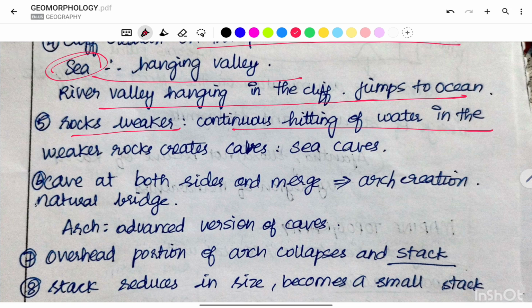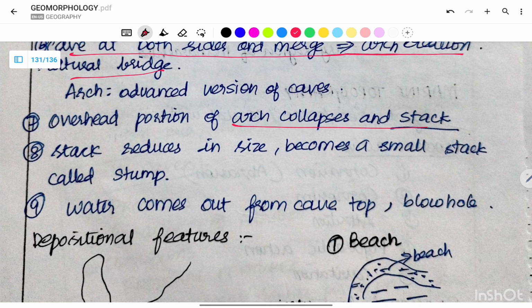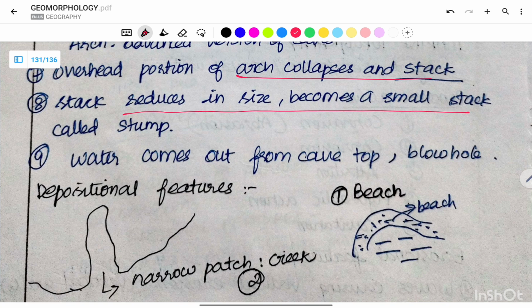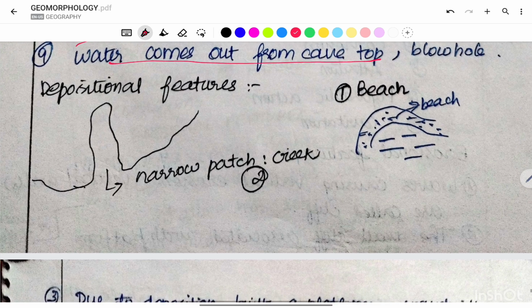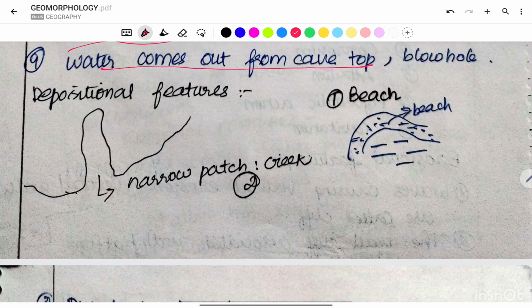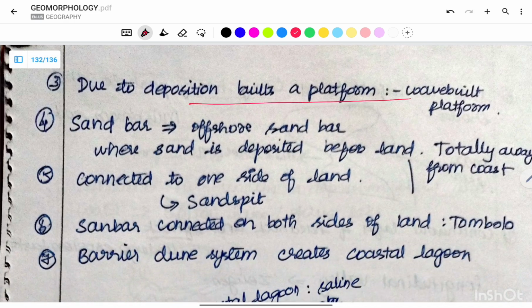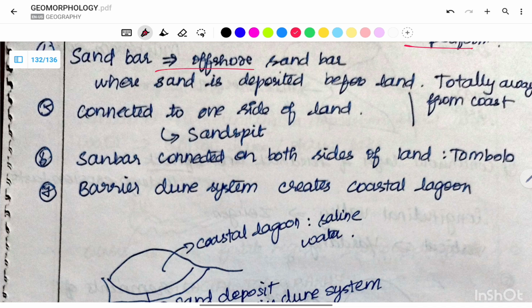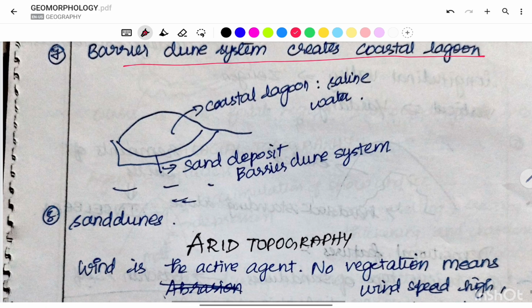Rocks are weaker, and continuous hitting of water on the weaker rocks creates caves, sea caves. Caves from both sides emerge, creating an arc, a natural bridge. The overhead portion of the arc collapses and leaves a stack. The stack reduces in size and forms a small stack called a stump. Water comes out from the top through a blowhole. Depositional features: a narrow patch is a creek beach. Due to deposition, it builds a wave-built platform, a sandbar. When connected to one side it is a sand spit; when connected on both sides it is called a tombolo. A barrier dune system creates a coastal lagoon.